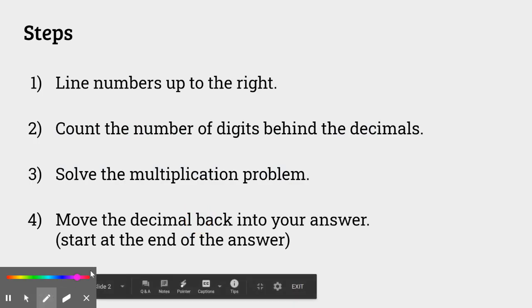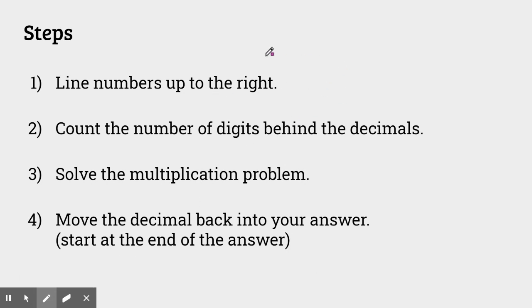So we have some steps when it comes to multiplying decimals. Your first step is lining numbers up to the right. For example, let's say I have 1.2 times 4. I personally put the number with the most digits on top, so 1.2 has 2 numbers in it, so that's going to go on top. By lining up numbers to the right, you don't have to line up your numbers by their place value, like we would do with adding and subtracting. So that 4 is going to go right underneath that 2.